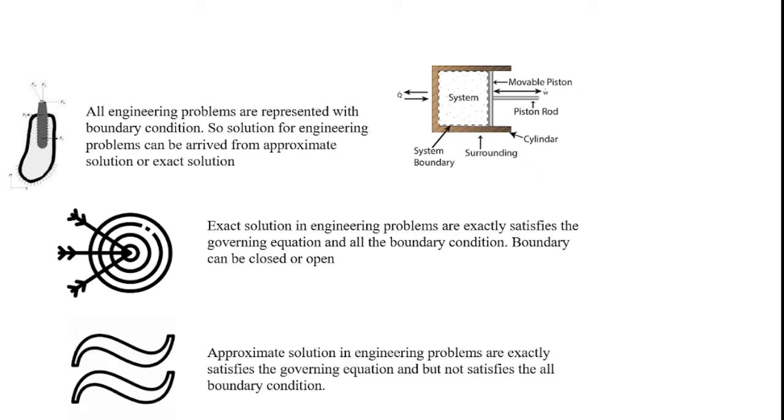But approximate solutions are also available in engineering. An approximate solution in engineering problems satisfies the governing equation but does not satisfy all boundary conditions. So the approximate solution is concerned only with the governing equation but not the boundary condition, whether open or closed. It does not satisfy the boundary condition, which is the procedure with the approximate solution. So now you may be aware of what is meant by an exact solution and an approximate solution.